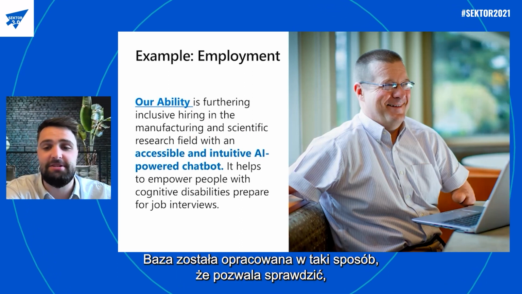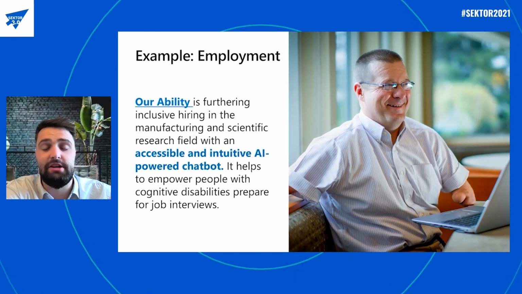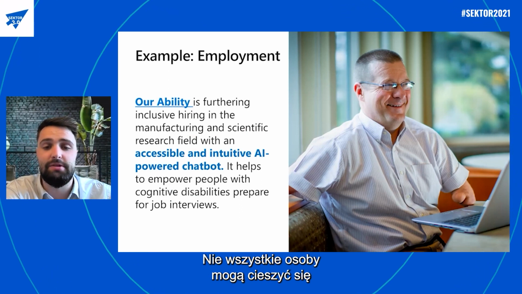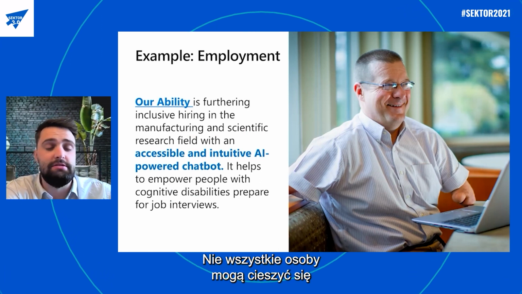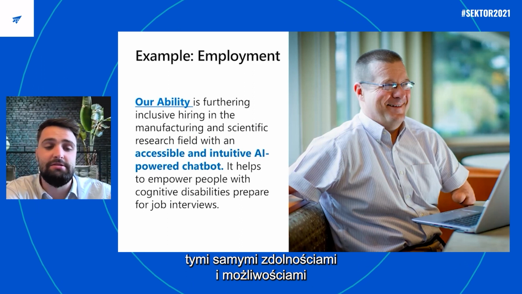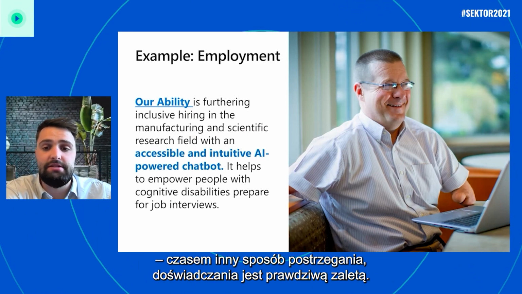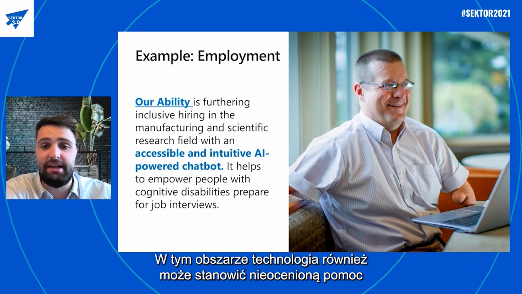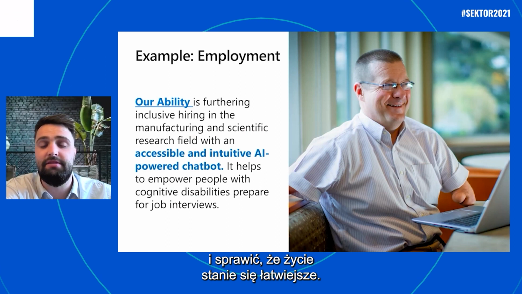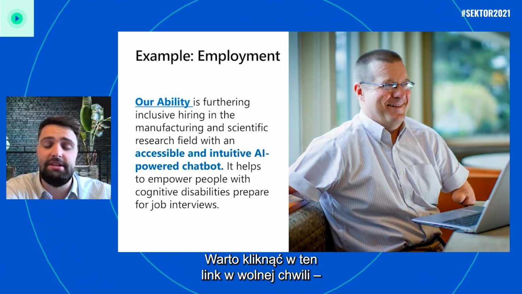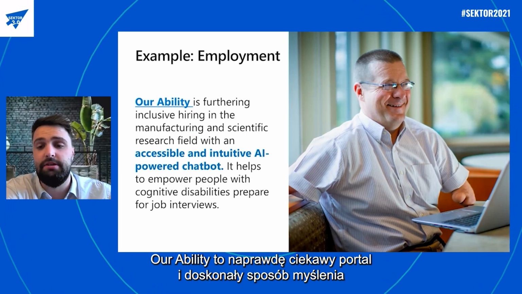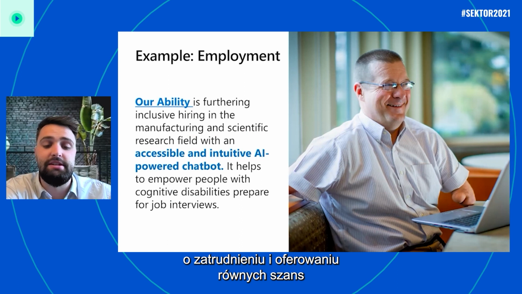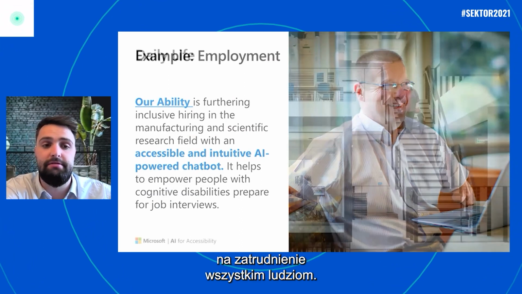This database is structured so you can look into what kind of jobs I can get and how I can also use the abilities that I have in a bigger company. There are lots of ways for people that are different from the norm, and sometimes this can also be a huge advantage to have, different ways of seeing things, different ways of experiencing things, having firsthand experience with how technology can actually help you and make daily life easier. I would suggest you click on this link when you have the time. Our Ability is a super cool portal and a great way of thinking about employment and how we create the same chances for employment as everyone else has.